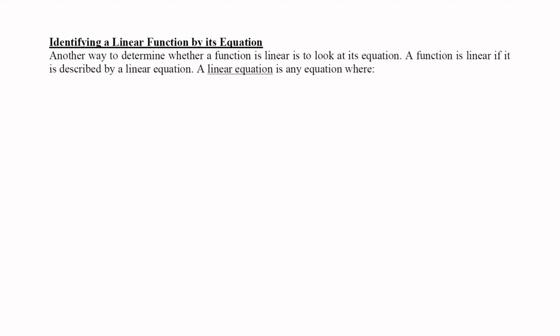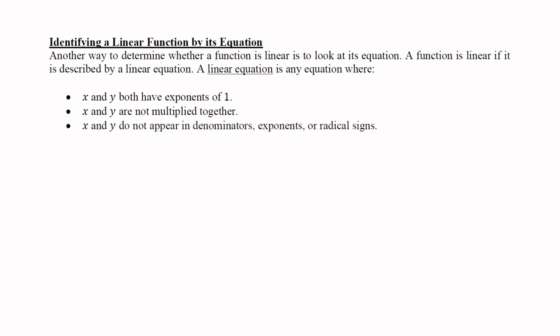Another way to determine whether a function is linear is to look at its equation. A function is linear if it is described by a linear equation. A linear equation is an equation where x and y both have exponents of 1, x and y are not multiplied together, and x and y do not appear in denominators, exponents, or radical signs.